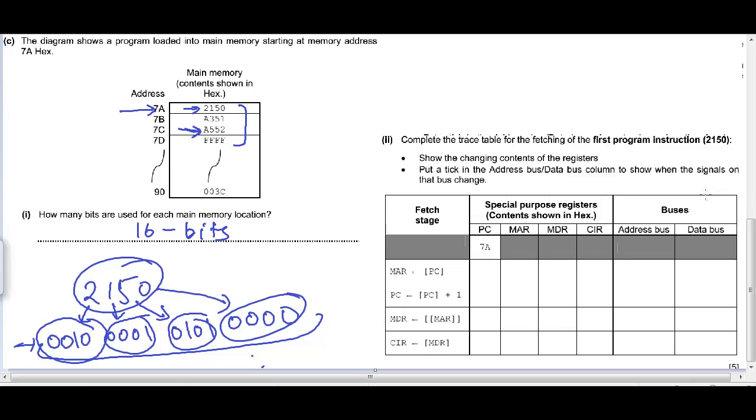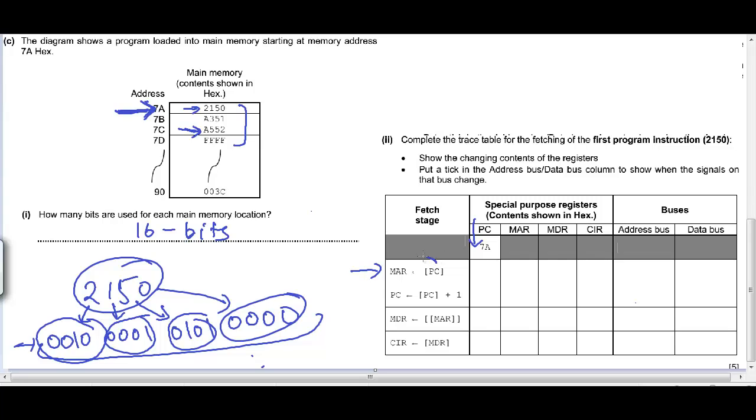Okay, let's now solve this trace table. Right now this table shows us that the program counter holds the value 7A, which basically means that the program counter is telling us the next instruction that is going to be fetched into memory. That location is 7A. Then the next instruction that gets executed is this one.